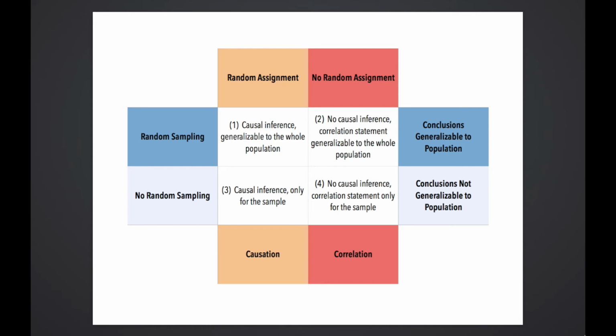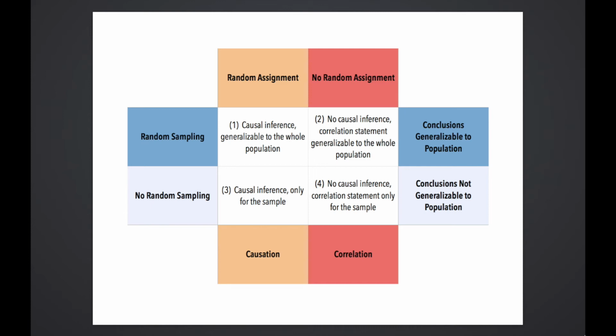Okay, so if I've done a study where I have both drawn a random sample, and then in that sample randomly assigned the subjects to treatment and control, what I end up with is the situation in box 1, where my results I can generalize to the whole population, and I can make a causal statement about the relationship between the treatment and the outcome. This is what's known as an ideal experiment.